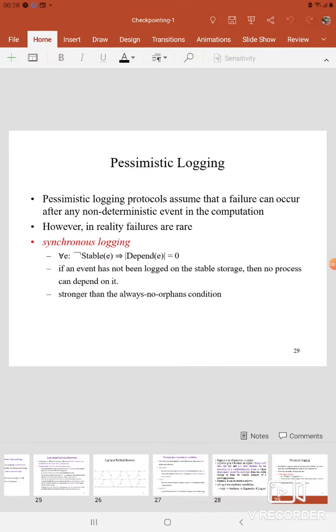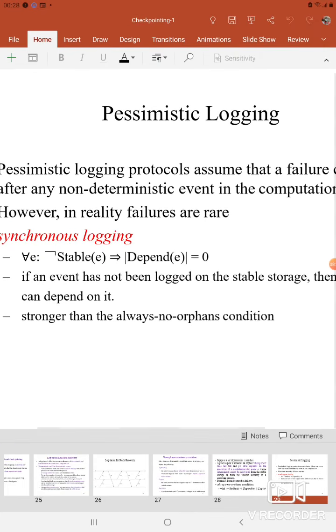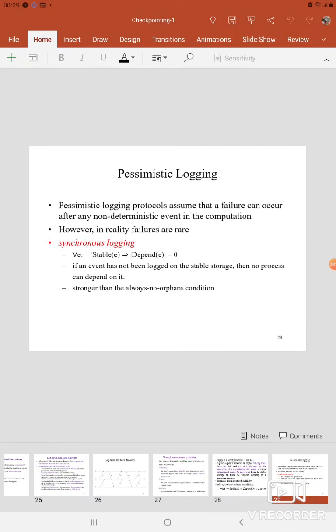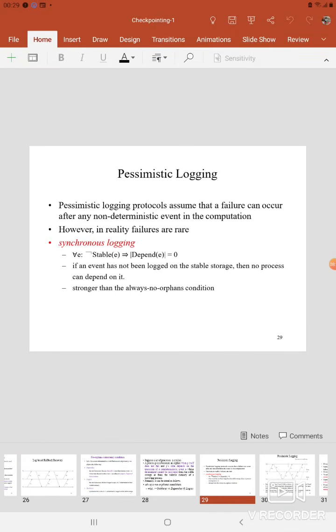Okay, so that's all. Then we move to pessimistic logging. In pessimistic logging, we assume that a failure can occur after any non-deterministic event. So here we go with synchronous logging, that is, whenever the non-deterministic event E is not stored in a stable storage, then you cannot go ahead with any dependent processes. The dependent of E should be 0. So it is stronger than the previous one, the always no orphan condition. So in pessimistic logging, we go with synchronous logging.